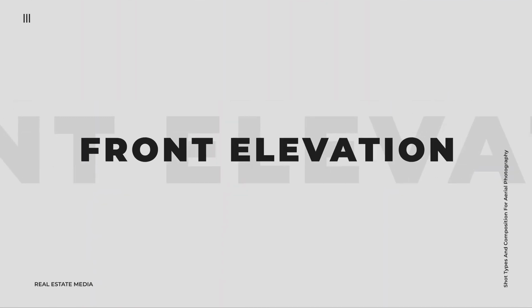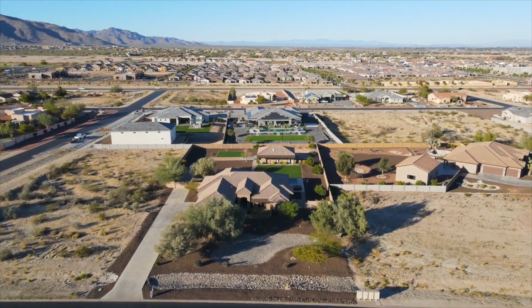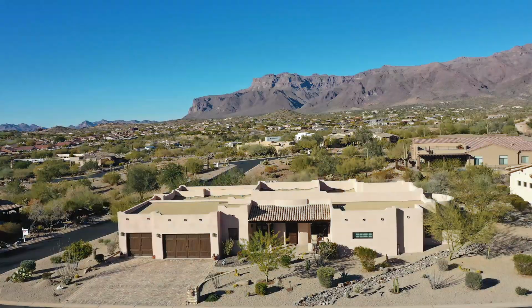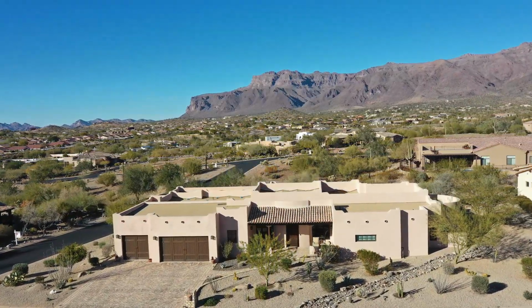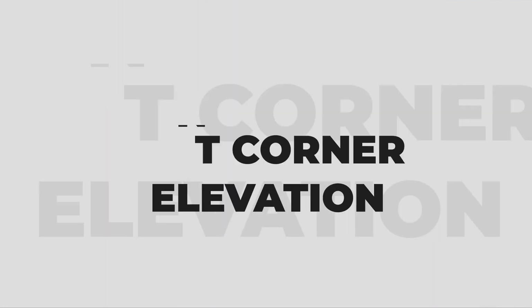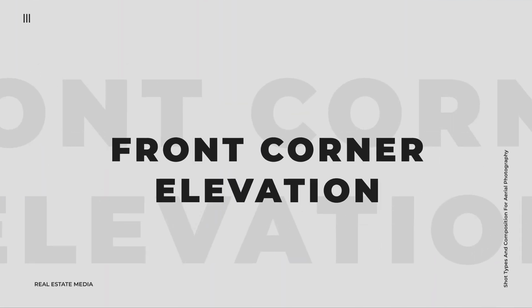All right, shot type number one, front elevation. This shot is usually taken from about 50 feet off the ground. It is a lower level aerial shot that shows the property as well as the surrounding areas and views the property may have.